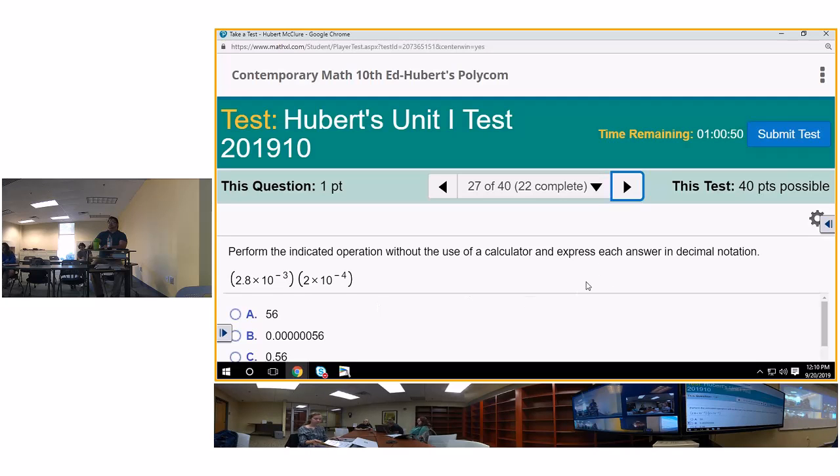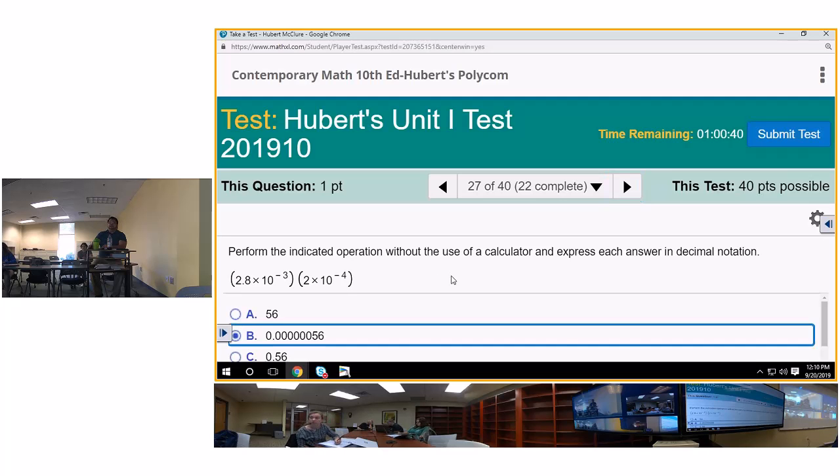Okay, write that one down. That's 5.6. And then, what is -3 plus -7? Or, I'm sorry, it's -7. So this B. All right, just write it down. 2.8 times 10 to the -3rd, 2 times 10 to the -4th. Next.